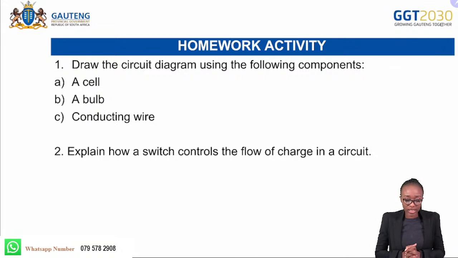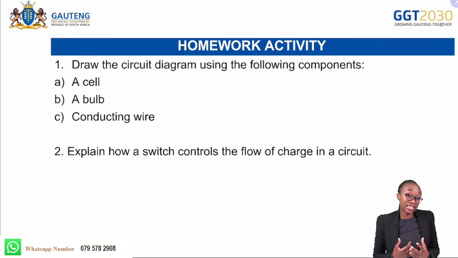The first one is draw the circuit diagram using the following components. We have a cell, a bulb, and a conducting wire. So draw a circuit diagram. Remember from our practical activity, so you draw something similar to that. And then explain how a switch controls the flow of charge in a circuit. So I'm going to give you 2 minutes to copy down the questions, and then we will summarize our lesson.